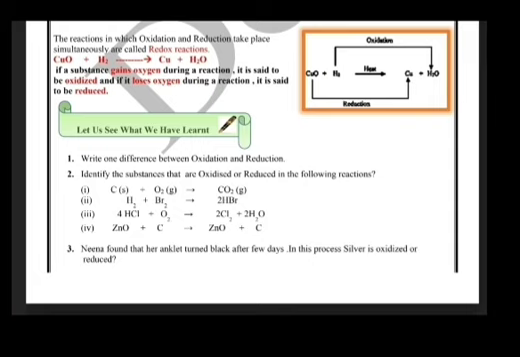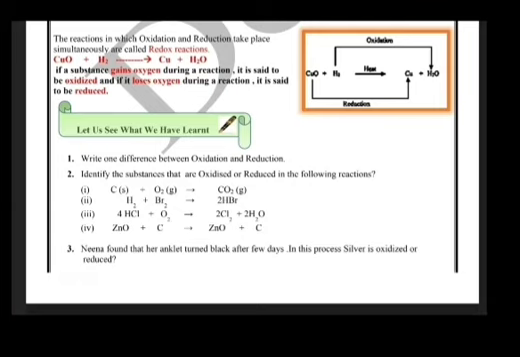Fourth question: ZnO plus C gives Zn plus CO. Here is the actual reaction, ZnO plus C gives Zn plus CO. Here ZnO, zinc oxide, loses oxygen, so it is reduced, and carbon gains oxygen, so it is oxidized.